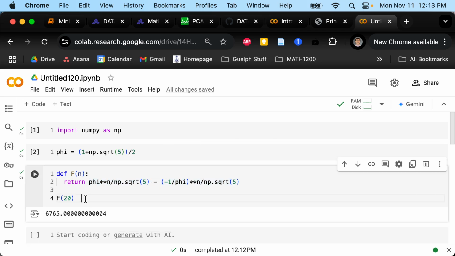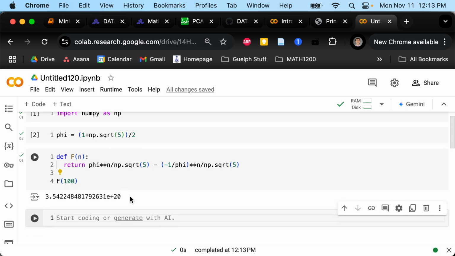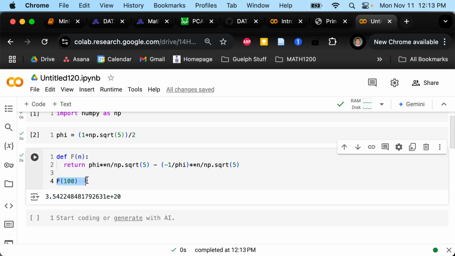Will it work for f of 100? I'm curious. It might overflow and explode the computer. Let's see. Okay, look. So f of 100 we know is an integer, but the computer cannot store it as an integer. The computer says, look, it's like 10 to the 20. And of course, we could figure out exactly how big it is if we wanted. But look, we're smarter than the computer.